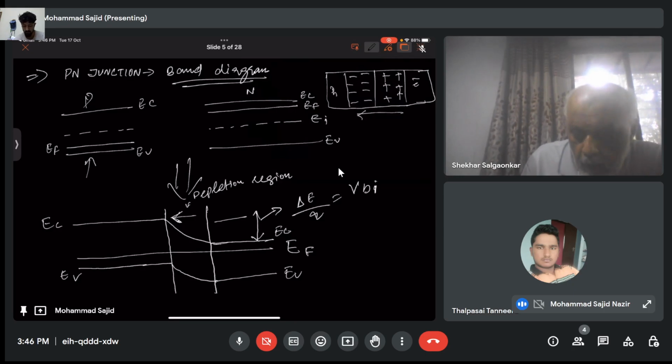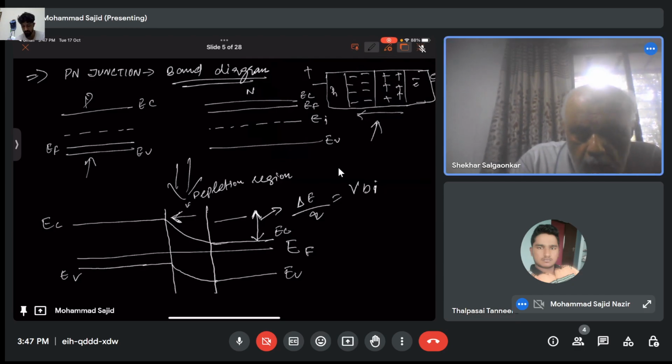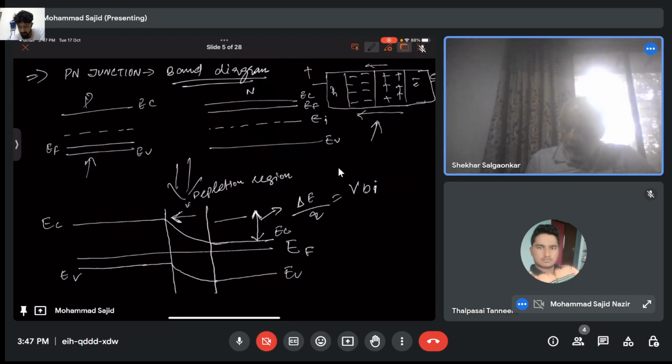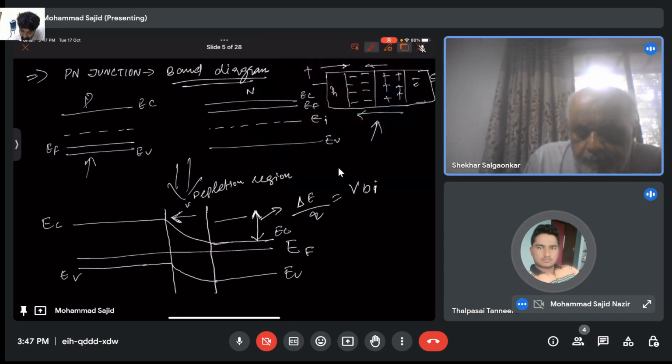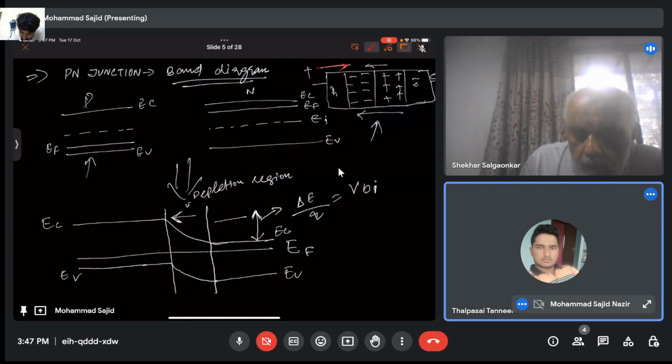I just asked you a question. This is the built-in potential. Now I apply a forward bias. What will happen? Just look at this diagram here. I apply positive here and negative here. So now this is the electric field like this, and the external electric field will be from this direction. Can you see the arrow? Yes, sir.